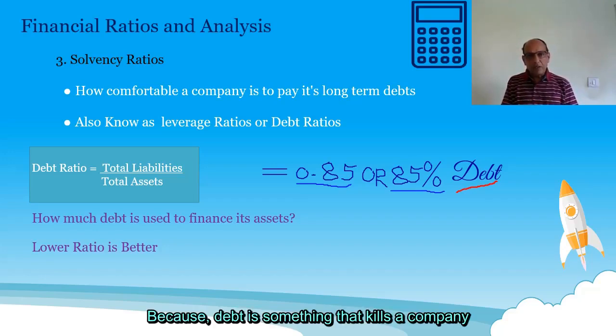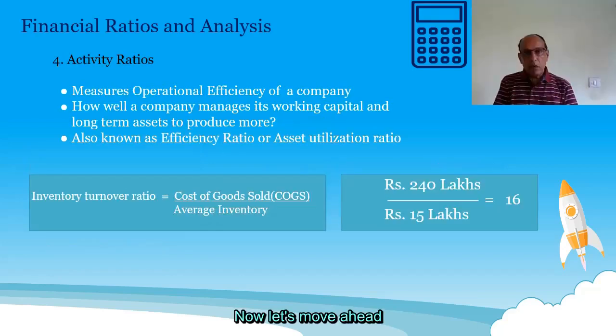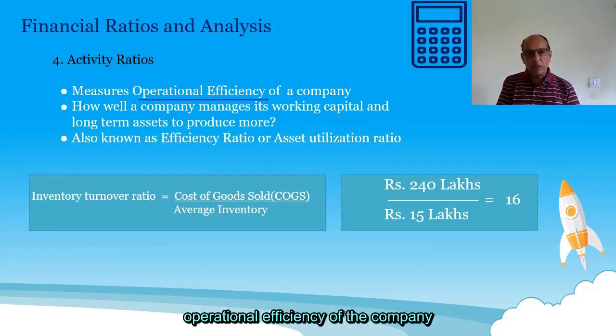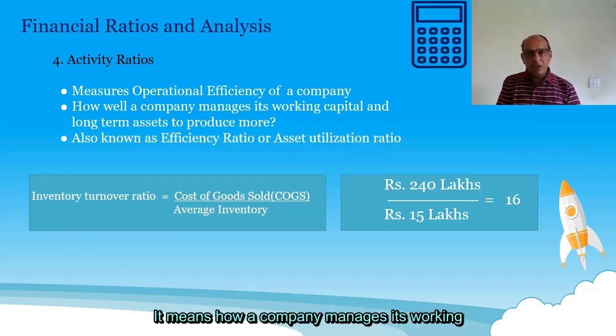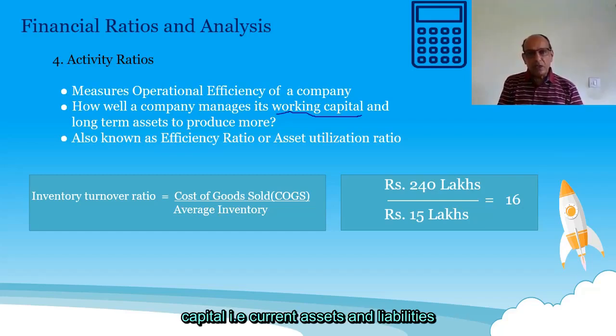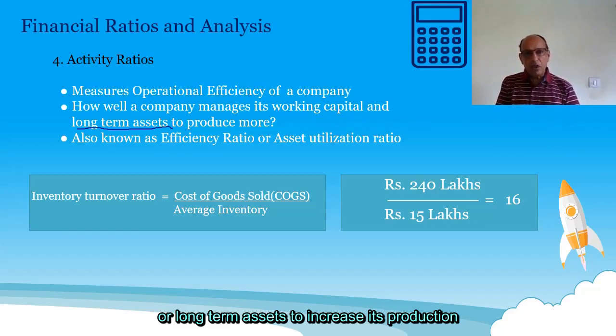Because debt is something that kills a company, be it short term or long term. Now, let us move ahead. And the fourth ratios are activity ratios. Activity ratios tell us about the operational efficiency of the company. Then, what is operational efficiency? It means how a company manages its working capital, that is current assets and liabilities, or long-term assets to increase its production.